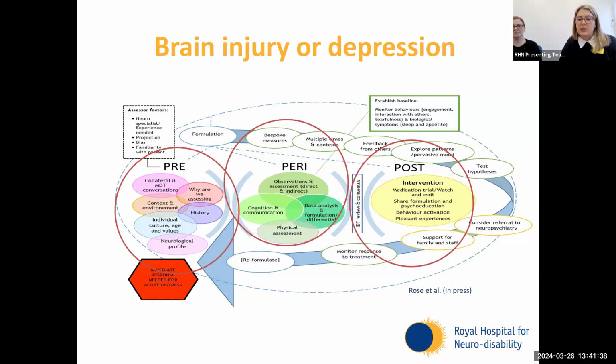On the outer side of it, you'll see a circular process of formulation. So you're formulating all the way throughout from the beginning, and in the background of you collecting your information, completing your assessments, and observing your interventions. And if necessary, you're reformulating. And this is an iterative process that's getting you closer and closer to a more definitive answer.